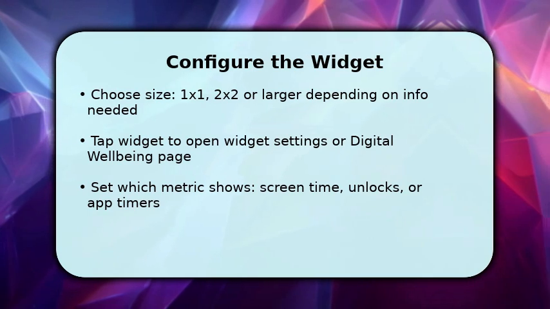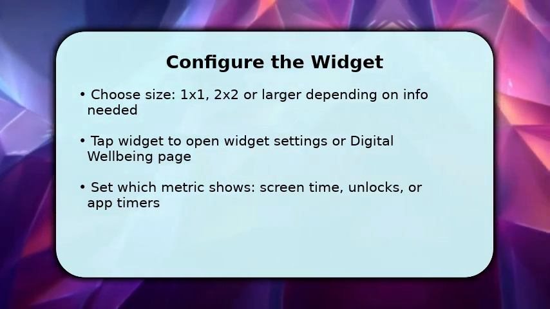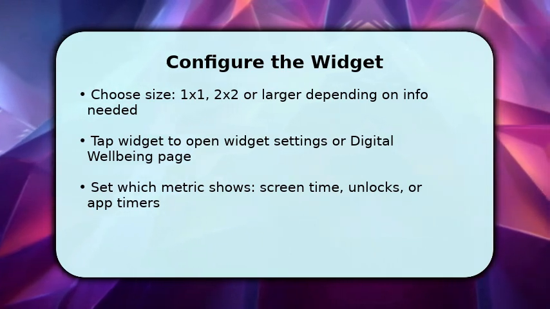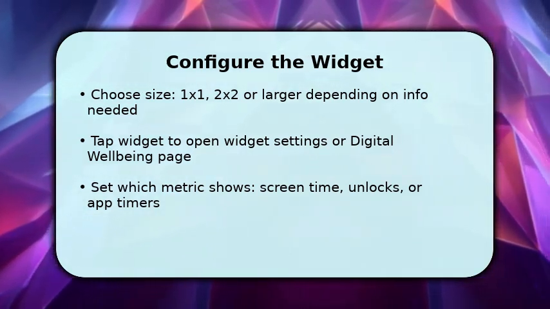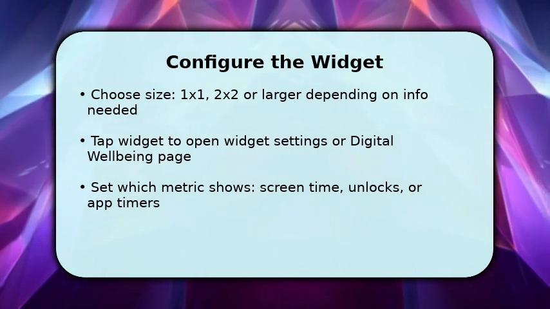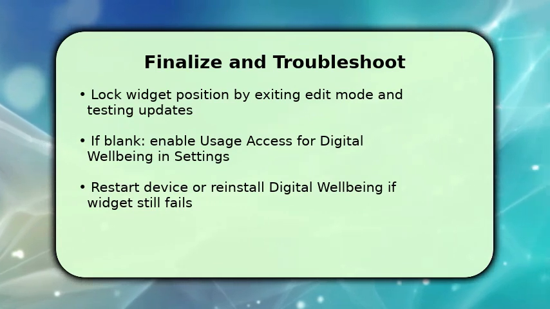Select the metric you want displayed, like total screen time or app timers. Make sure app permissions allow usage access so data updates. If you deny access, the widget stays blank. Adjust placement and size for readability and quick access. Finish by exiting edit mode and observing the widget for a few minutes so it can populate.